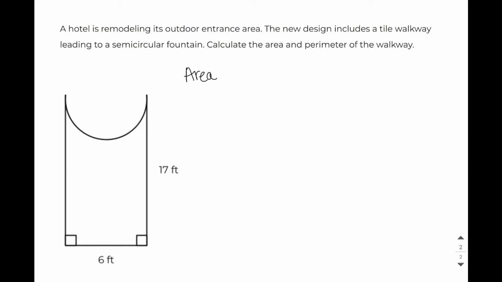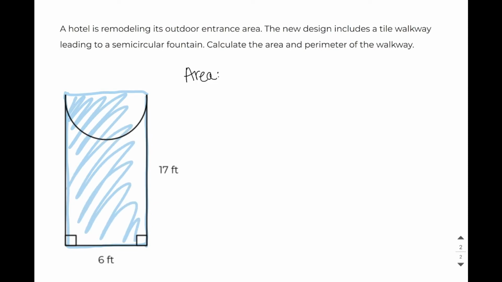So if you notice here, this one's a little bit trickier because this time our area consists of a full rectangle, but we're going to take away or erase the area of this semicircle. So this time, instead of adding our areas, we're actually going to subtract our areas. So let's go ahead and do this. So the first thing I want to do is find the area of the rectangle.